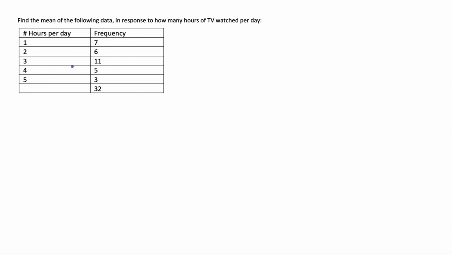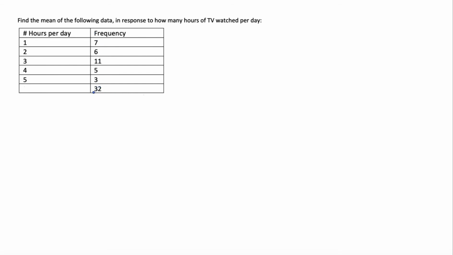So how can we better explain this? Well, 7 people. So 7 different people said they watched an average of 1 hour of TV per day. 6 people responded, I watch an average of 2 hours of TV per day. So the count or frequency means how many. So this here is the bottom number.